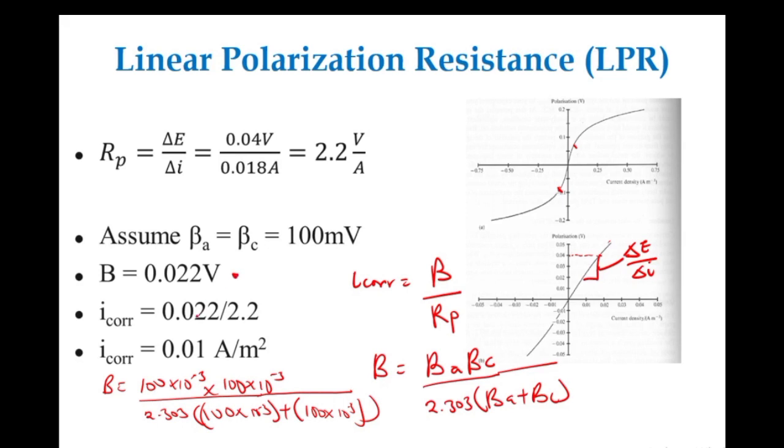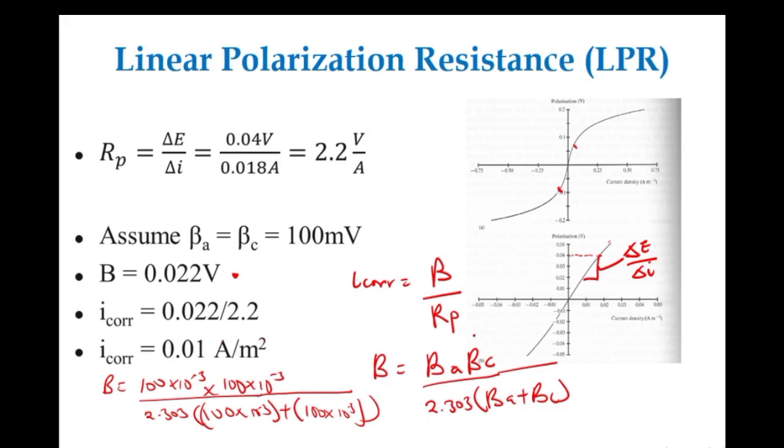0.022 volts. And for us to find the I corr, what is it? The B all over the linear polarization resistance, and the B was given to us as 0.002, then divided by the linear polarization resistance obtained from the graph. We had it to be 2.2, and at the end, our I corr will be giving us 0.01 amps per meter square. This is how we use the linear polarization.